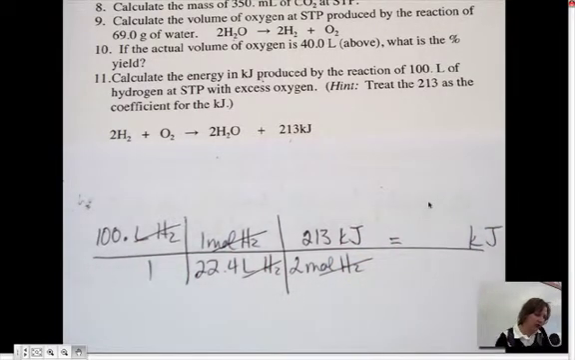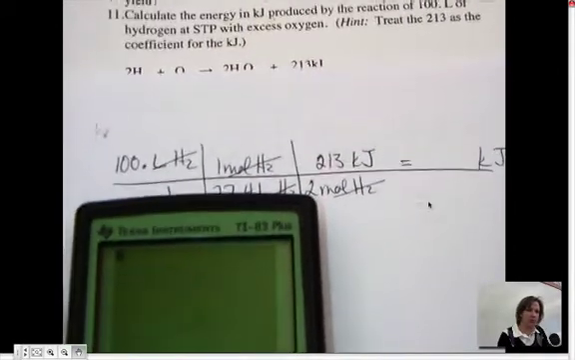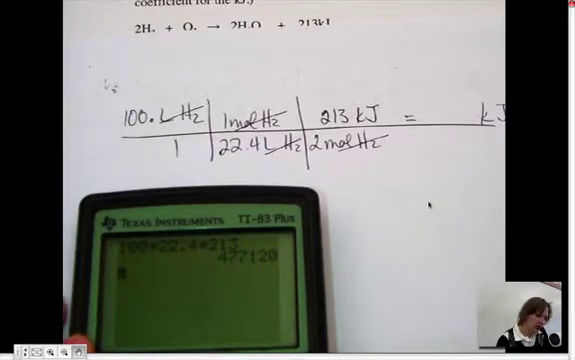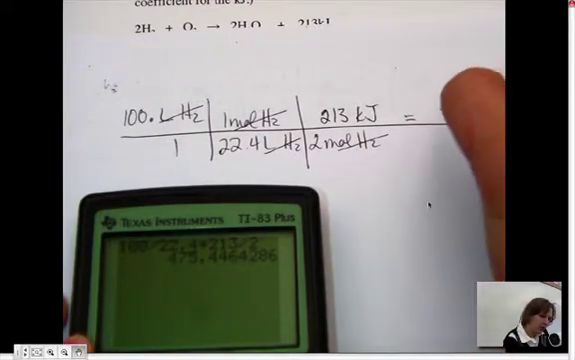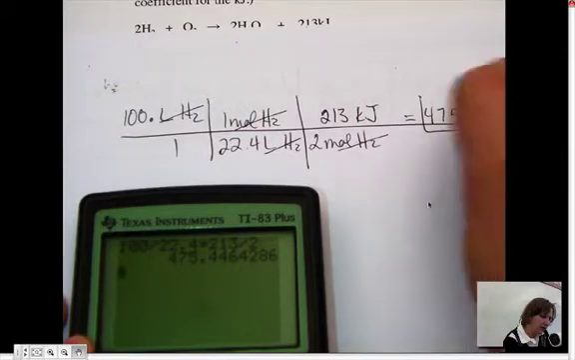So that kilojoules of energy, what we're looking for, we have 100 divided by 22.4 times 213. Whoops, I messed that up. 100 divided by 22.4 times 213, yeah, and divided by 2. Yeah, that's more like it. 475 kilojoules of energy given off in that equation.